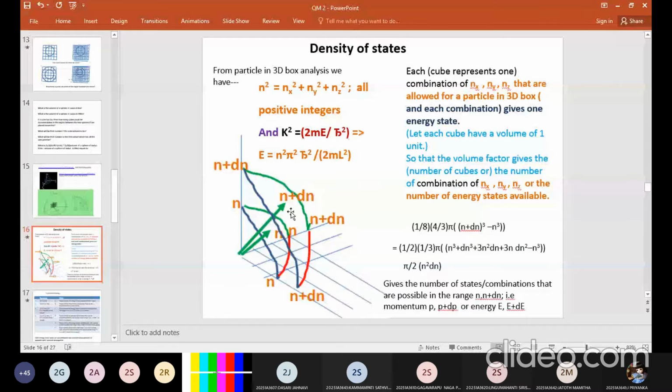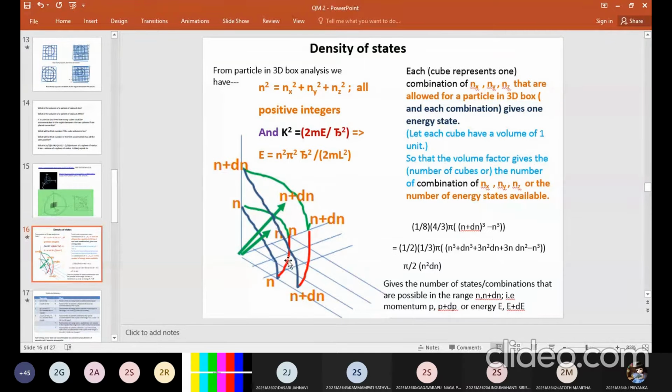Now, what is the volume between the two spheres? It is nothing but 4/3 pi (n plus dn) whole cube, that is the outer sphere, and 4/3 pi n cube is the inner sphere volume. So when I find the difference between these two spheres, that is 4/3 pi times (n plus dn) whole cube minus n cube, it will be the volume between the two spheres.